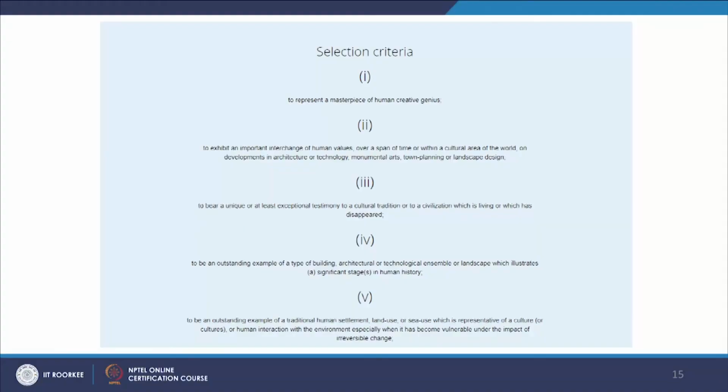The fifth one is about being an outstanding example of a traditional human settlement, land use or sea use, which is representative of a culture or human interaction with the environment, especially when it becomes vulnerable under the impact of irreversible change.